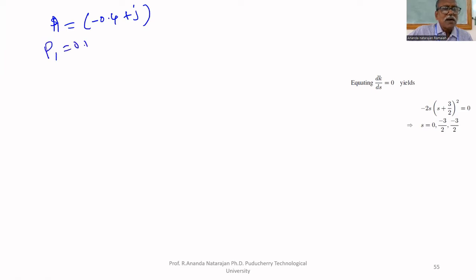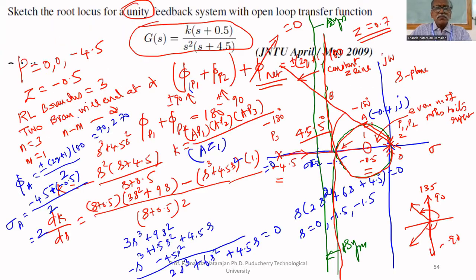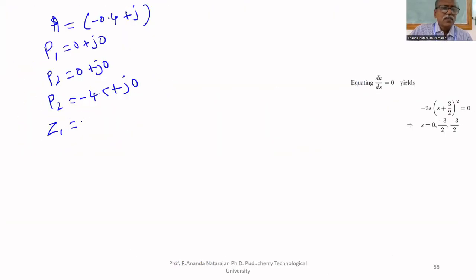P1 is at 0, comma, J0. P2, the second pole, is also at 0, comma, J0. The third pole is at minus 4.5 plus J0. The zero is at minus 0.5 plus J0. You can find the distance as you find the angle.